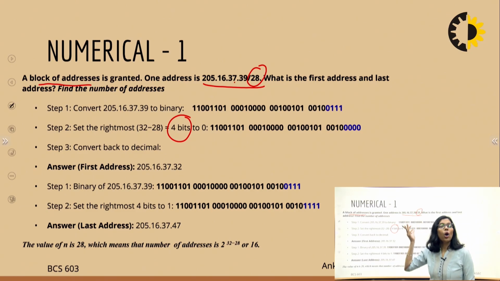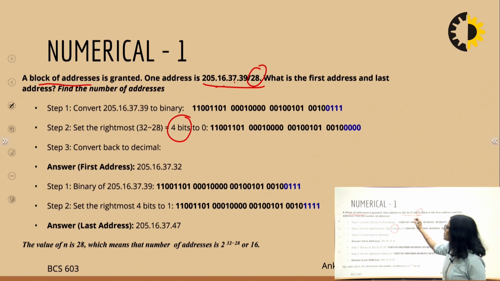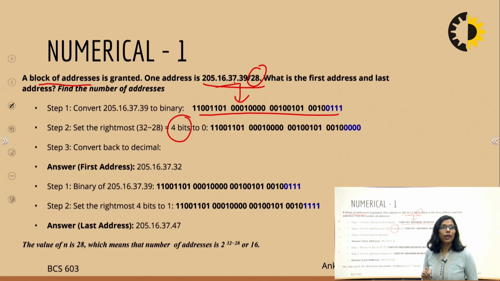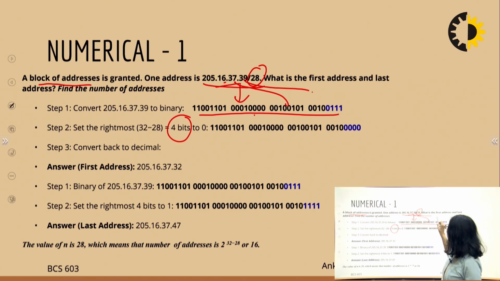Now, this is my dotted decimal notation. I will be converting it into the binary format. Now, I have converted this into binary format like this. This is the binary format. We are converting 205 into binary. Then 16 is this, 37 is this, 39 is this.